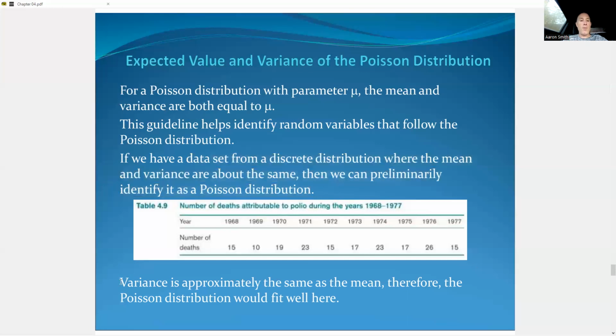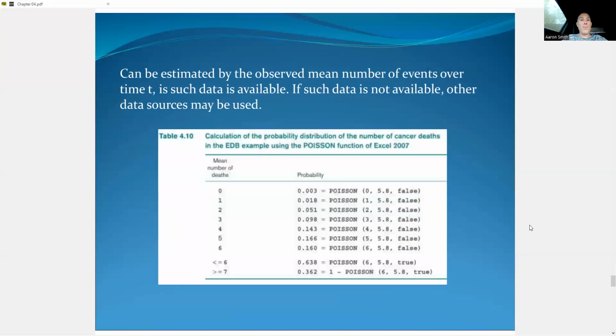So if the sample variance is approximately equal to the sample average, then I believe the Poisson distribution would work out well. Now, also, I have to be working with count data. And so here, we can work out the values. And remember that if I need to change the time scale, I change my expected value to update my Poisson distribution easily.